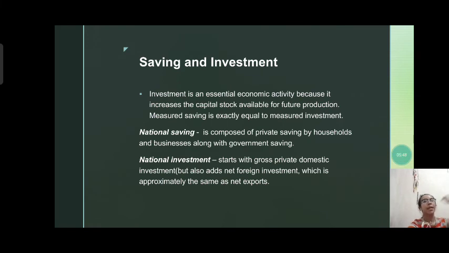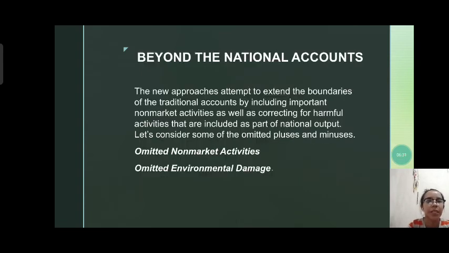Saving and investment. Investment is an essential economic activity because it increases the capital stock available for future production. Measured saving is exactly equal to measured investment. National saving is composed of private saving by households and businesses along with government saving, while national investment starts with gross private domestic investment, which is approximately the same as net exports.